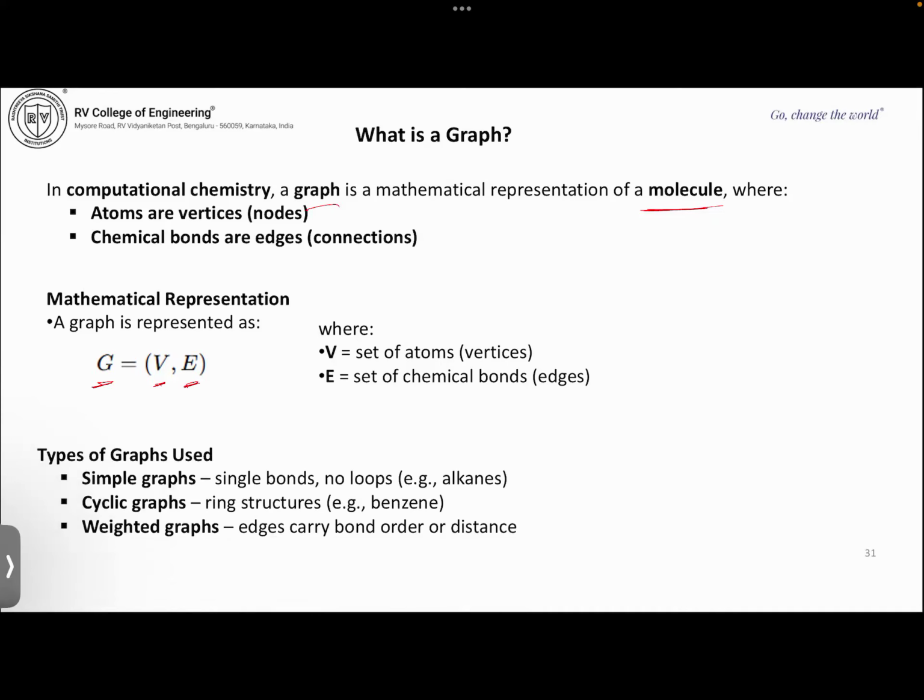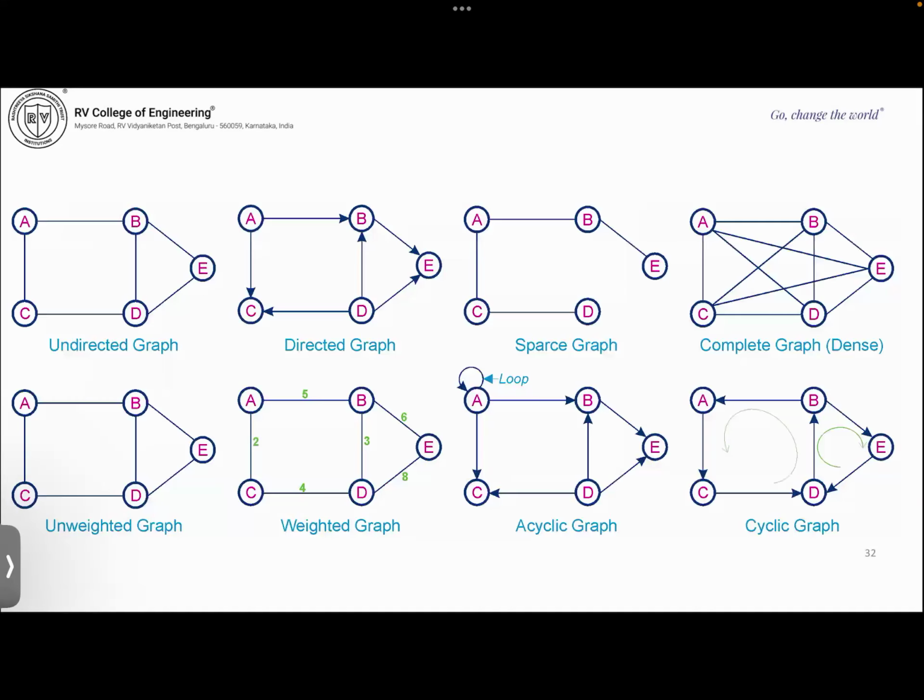There are various types of graphs used in computational chemistry. Simple graphs, with single bonds and no loops, like alkanes. Cyclic graphs, ring structures like benzene and cyclobutane. And weighted graphs, where edges carry bond order, distance or some other property for heteroatoms. So there are various types of graphs that depend on the molecular structure and the atoms.